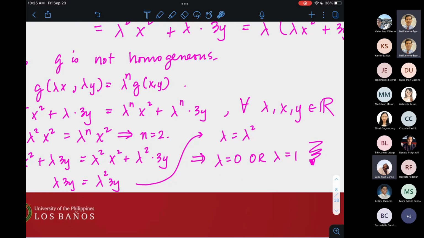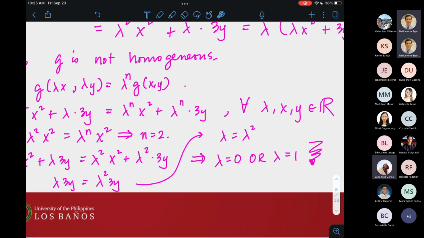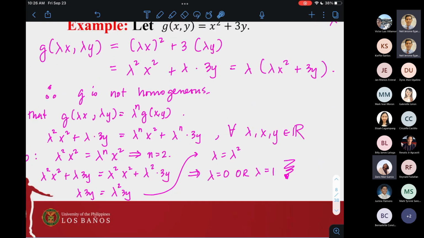Okay, Justin, that's very good. Also, Dino, tama. Kasi necessarily, para maging totoo yung pagiging homogeneous niya of order 2, dapat daw si lambda ay equal kay 0 o kaya equal kay 1. Pero ang sabi ng definition, tama rin si Kiefer, dapat totoo ito sa lahat ng lambda na real number. Pero totoo lang siya sa dalawa. So, ibig sabihin, hindi siya homogeneous of any order. Right? So, that means G is not homogeneous.